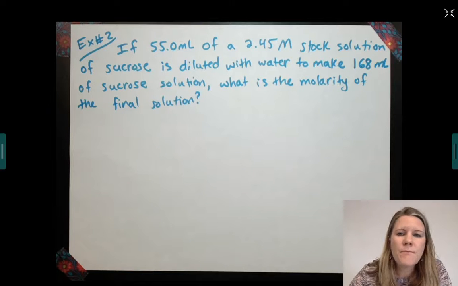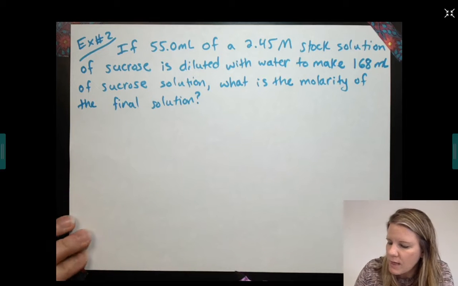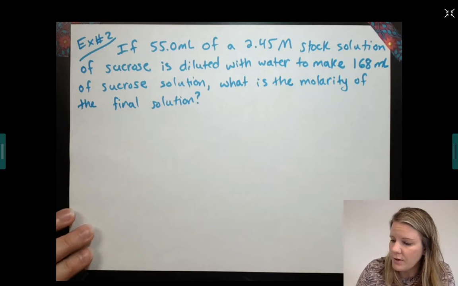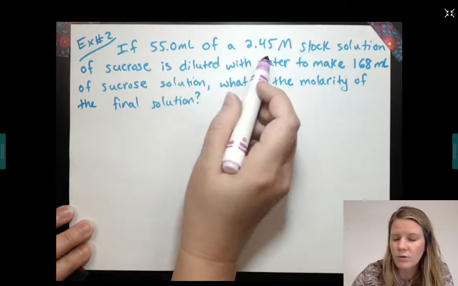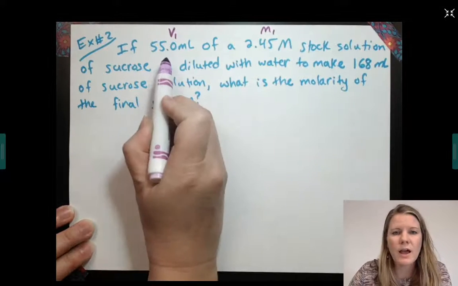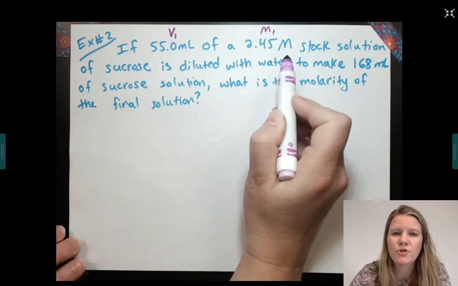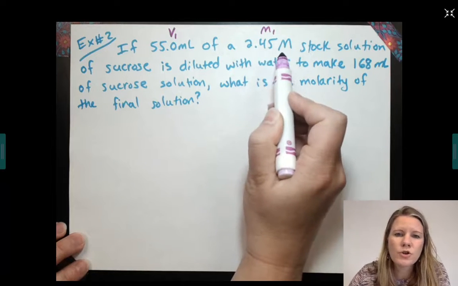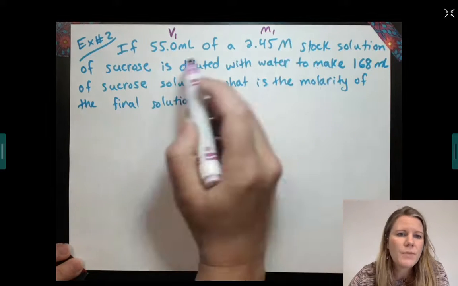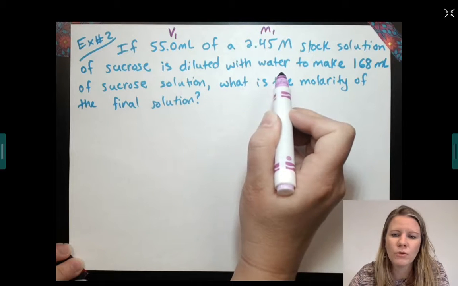As I'm looking at this, let's identify some variables. If 55 milliliters of a stock solution is diluted, so these are both my initial values. Here's an M1 and a V1, because I know exactly how much of my stock solution. Now that's 2.45 molar, that's pretty concentrated. 1 molar solutions are considered pretty concentrated, but 2.45, that's really concentrated. I've seen numbers of up to like 10, 20 molar, but those are super concentrated.